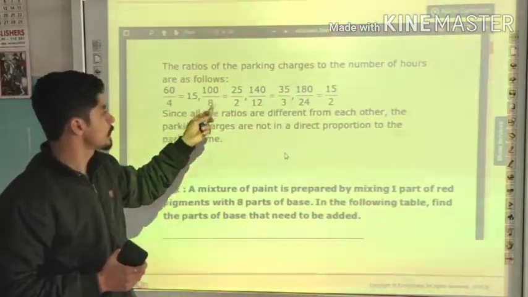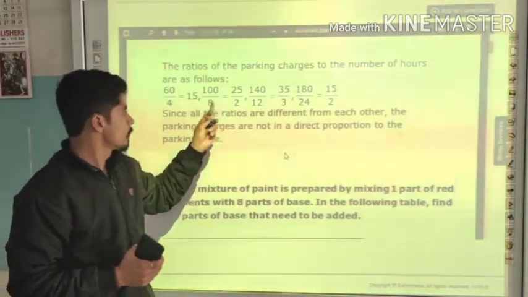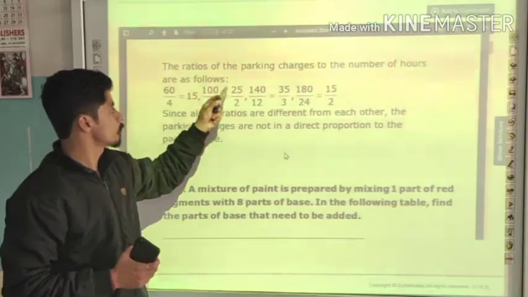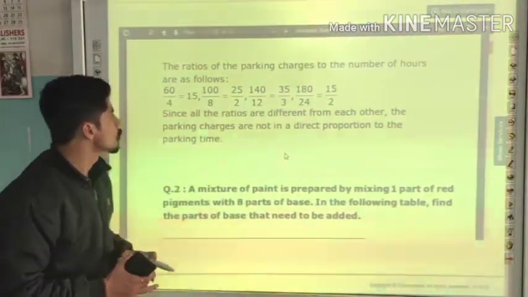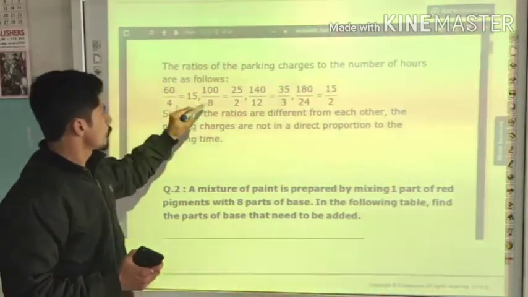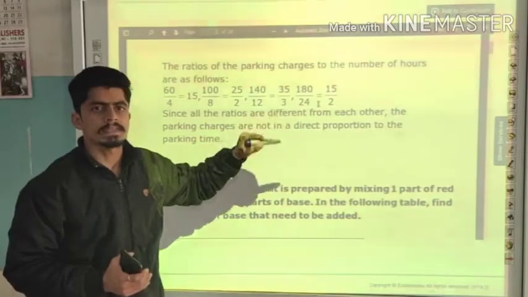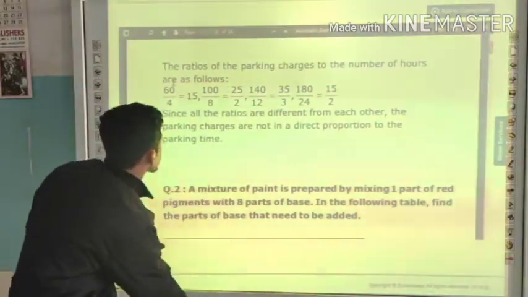15 rupees. And 100 upon 8 is 25 upon 2. You just have to simplify it, or we can say 4 twos are 8 and 4 twenty-fives are 100, so we can divide. So what we get is, if the number of hours 4, 8, 12 and 24 are increasing, then the charges will also be increasing.